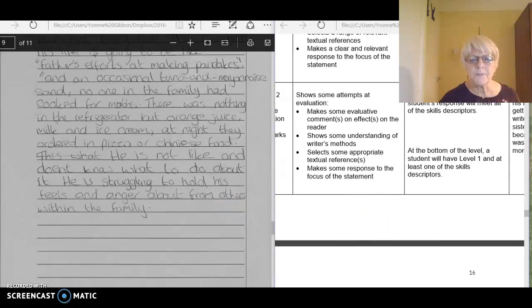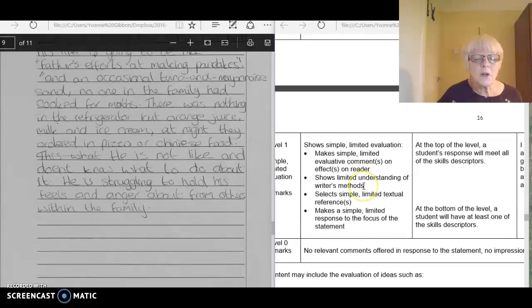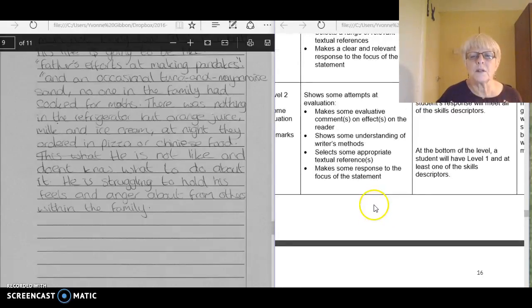So if we look now at the mark scheme, if we start off looking at level 1: make simple, limited, evaluative comments on the effects on the reader, and show limited understanding of writer's methods. Select simple, limited textual references and make simple, limited response to the focus of the statement. I think you've met all of those and a little bit more.